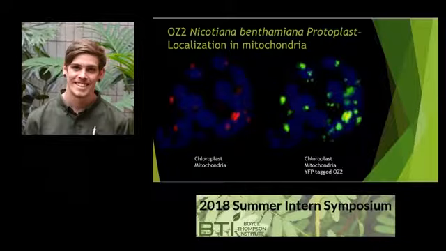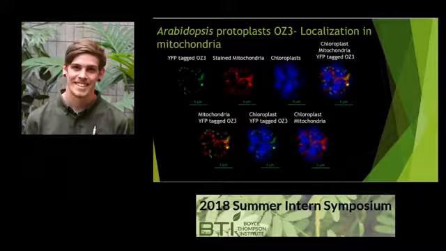Next, I'm going to talk about OZ3. So for OZ3, we have a similar setup, expressing the protein in green and stained mitochondria in red. When we overlap the pictures, we can see a trend of dual localization between the mitochondria and the protein.